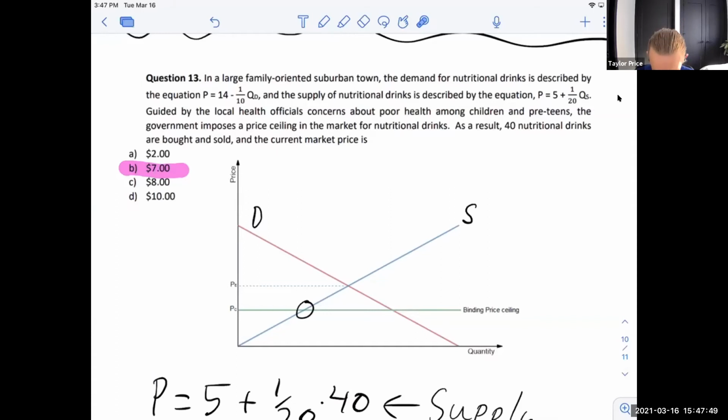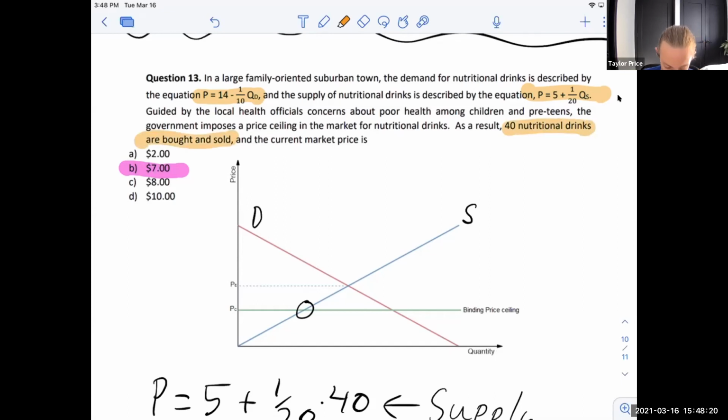Okay, so for the final question, I believe this is from the same midterm review as the prior question. So this one's basically saying that they're giving you the demand and supply, and they're saying there is going to be a price ceiling in this market. And so you know now from the question that there are 40 drinks that are going to be bought and sold.